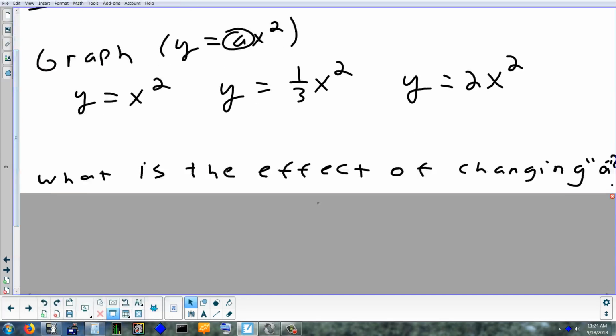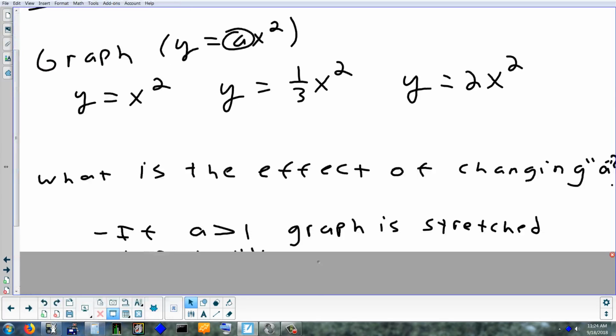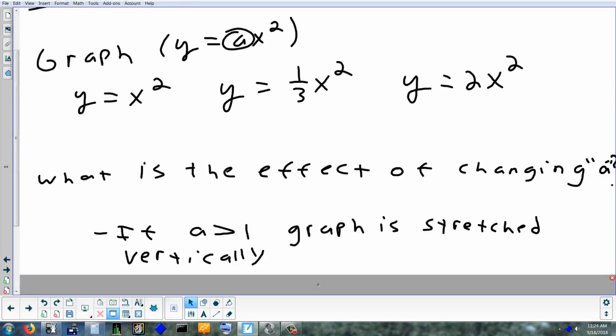Okay, so let's write down what we just said. The effect of changing A is that it does something vertical to the graph. Either it stretches it or compresses it. If you put in a number bigger than 1, like I did 2, the graph will stretch vertically. The bigger the number, the more stretch you get.